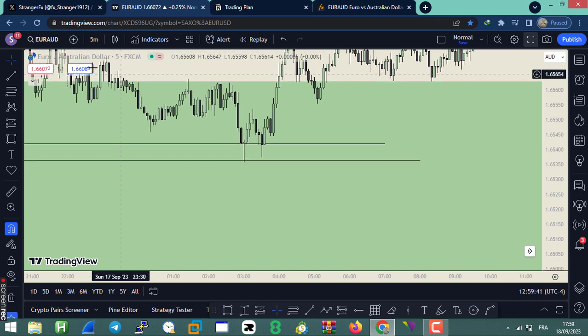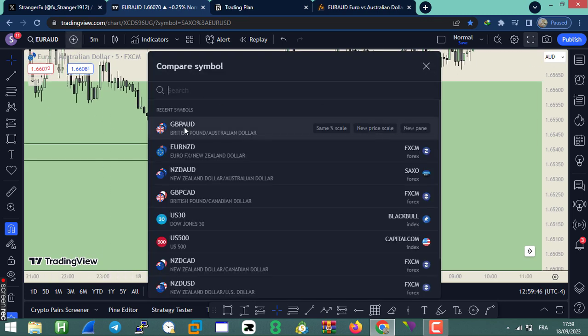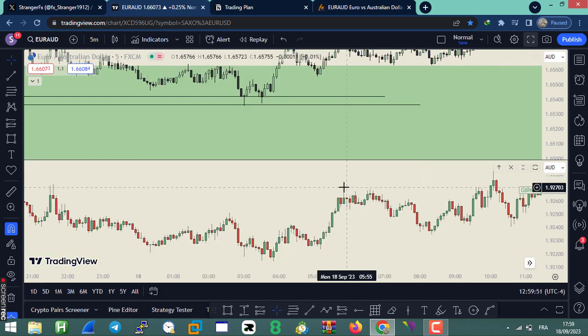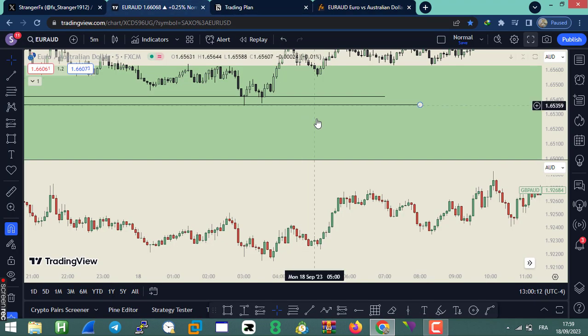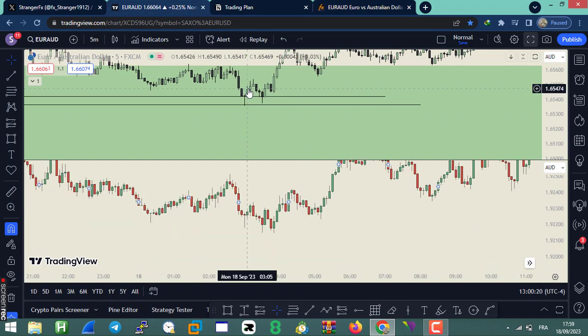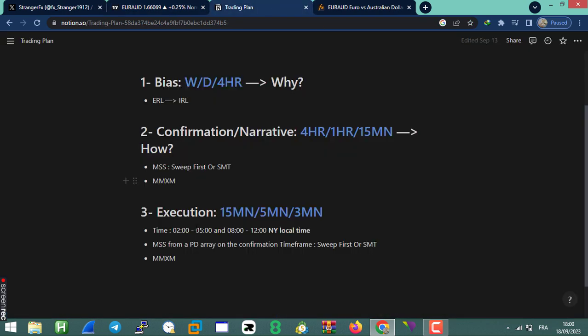divergence. So if you go to here, we can add the GBPUSD chart. Why? Because this is the correlated pair with EURUSD. So as you can see here, if you go to this side, MyFXBook, the top positive correlation, you can see that selling dollar is correlated with GBPUSD, right? So as you can see here, EURUSD didn't sweep liquidity from here, so it didn't make a new low. But on GBPUSD, we did have that sweep. So this is an SMT divergence, and our step right here is confirmed.